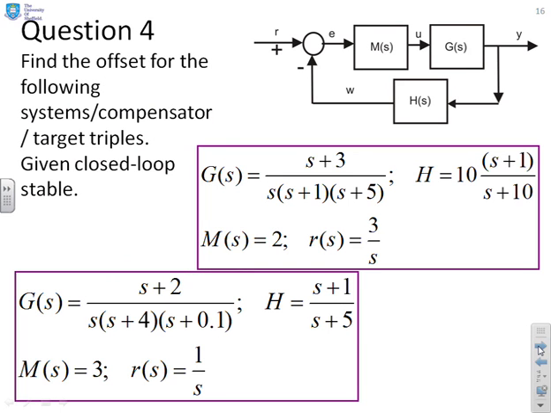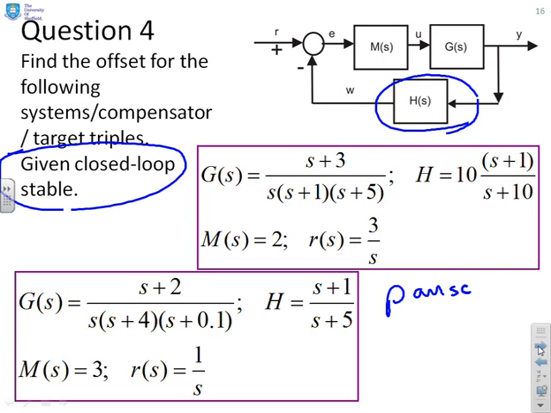Question 4, final question. You'll notice that what we've done in this question is we've added a block in the feedback path to represent some form of sensor, which is fairly typical. And what we want you to think about is how does adding this sensor change the offset? Otherwise, the question is similar to all the others. We've given you that all the closed loops are stable, so you don't have to bother with that particular step, and you can focus on getting the offset. So I want you to pause now and try these, and we will go through the solution.